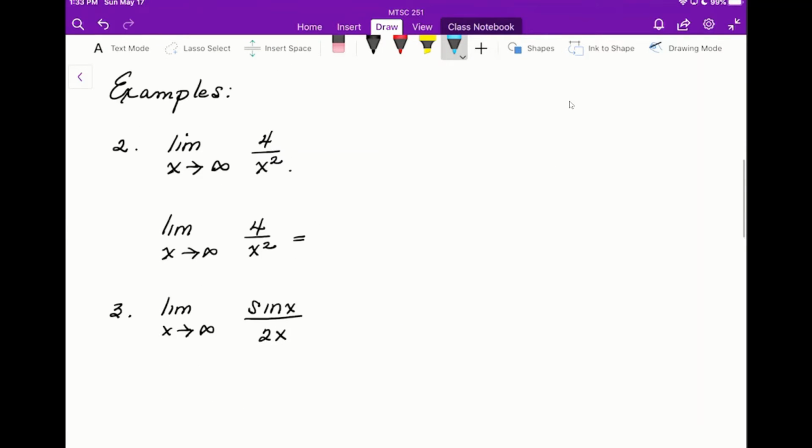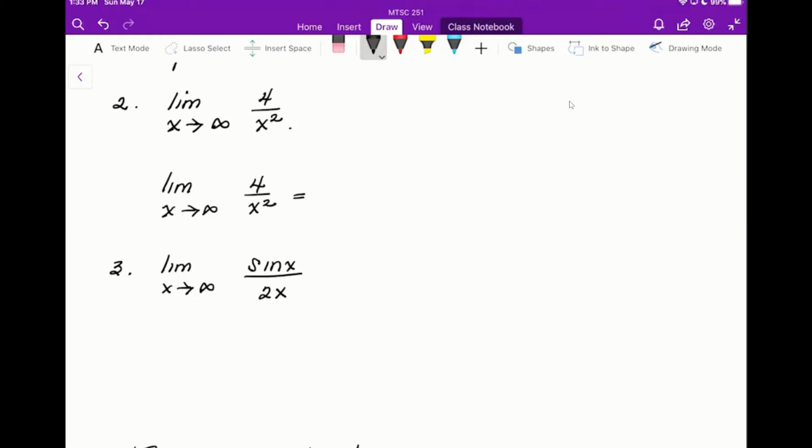Next, we want to look at a couple examples. Let's look at the limit as x approaches infinity of 4 over x squared. Well, we can take out the 4, and we get the limit as x approaches infinity of 1 over x times 1 over x. Now if I break it down into its individual factors, this would give me 4. 1 over x goes to 0. 1 over x goes to 0. So this limit would be 0.